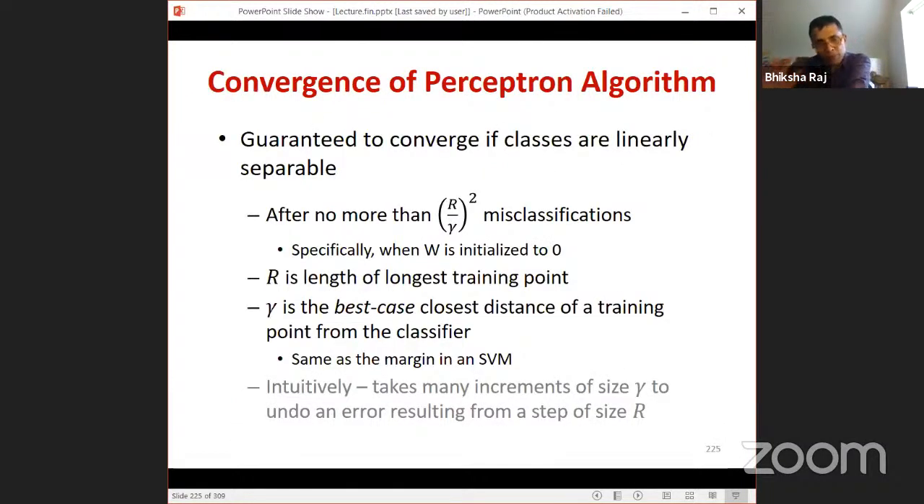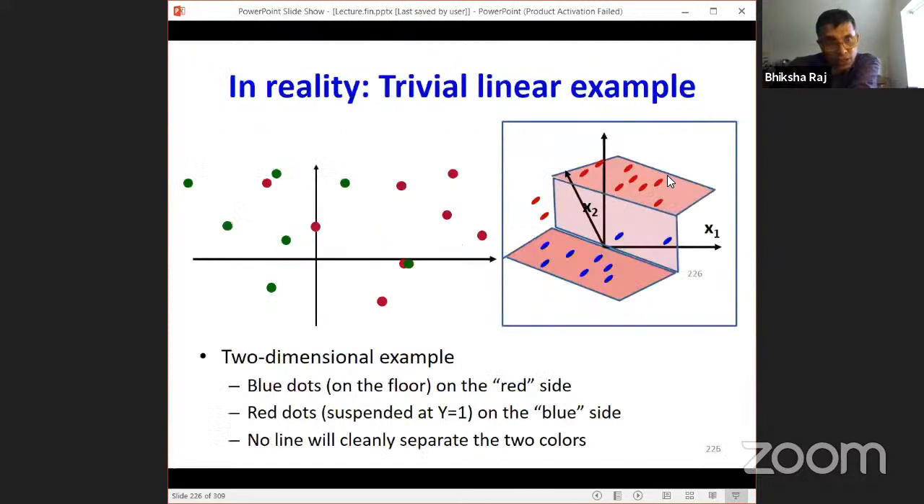So it's a very simple algorithm, the perceptron learning rule. And it has this guarantee that if your data are linearly separable, meaning they can be separated by a hyperplane, then the perceptron learning rule is guaranteed to find a separating hyperplane in a finite number of updates. Meaning after encountering no more than R over gamma squared misclassifications, where R is the length of the longest training point and gamma is the margin of the best case classifier, the perceptron algorithm will find a correct decision boundary, right?